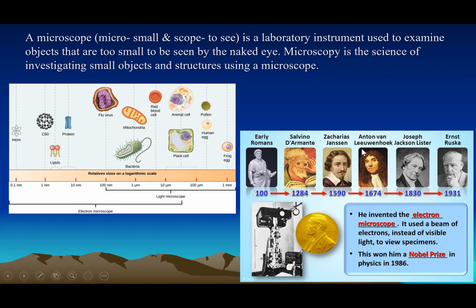Anton Leeuwenhoek is the father of microscopy. He used one lens, so it's called a simple microscope, in 1674. And Lister developed on that to make the compound light microscope, and Ruska received the Nobel Prize for electron microscopy. So before then, they had used light to magnify the specimen, and then they started using electrons. So throughout history, we can see how resolution has improved, and we are able to see smaller and smaller things. Like in an electron microscope, you can see proteins and lipids. Most of the pictures in your textbook are taken using a microscope.